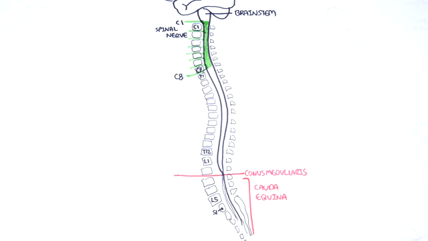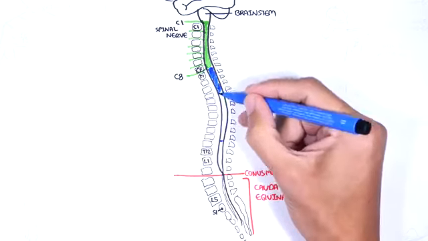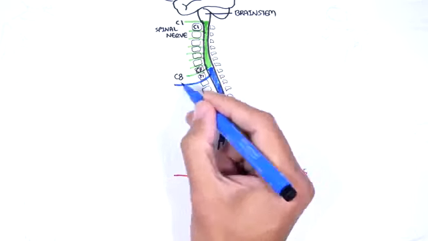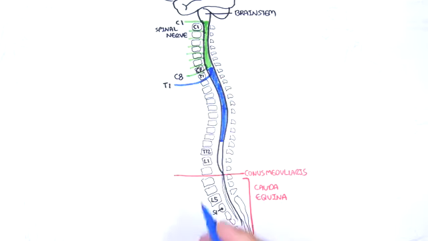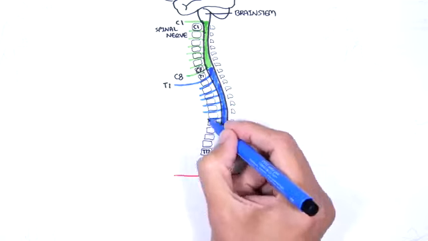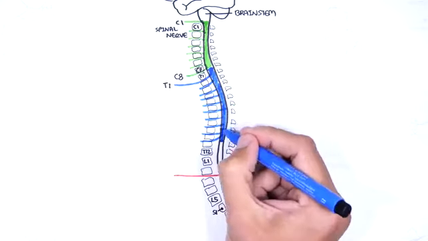The thoracic spinal cord is here in blue, and it has 12 pairs of thoracic spinal nerves. The thoracic spinal nerves exit below their corresponding vertebrae. T1 exits below the T1 vertebra. T12 spinal nerve exits below the T12 vertebra.